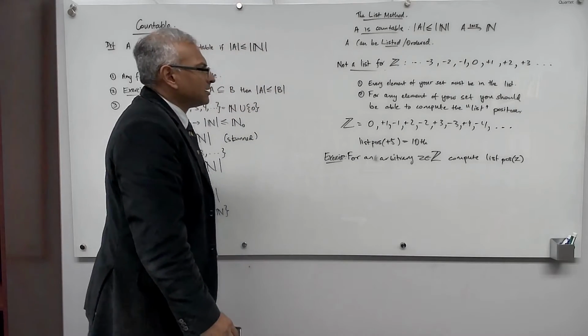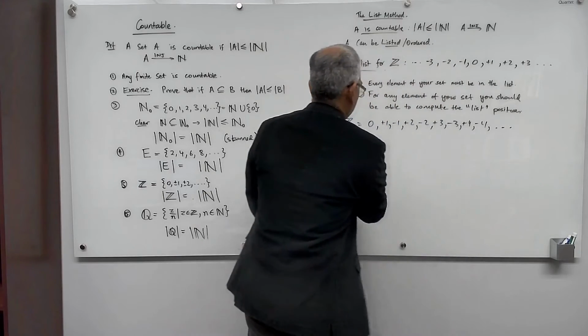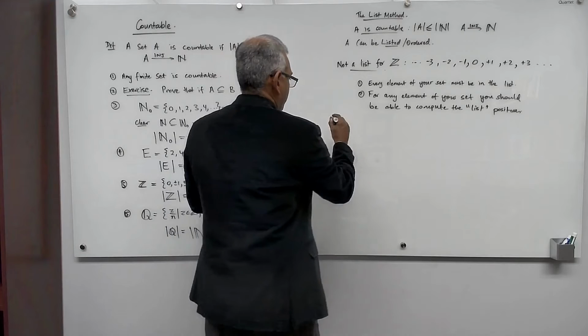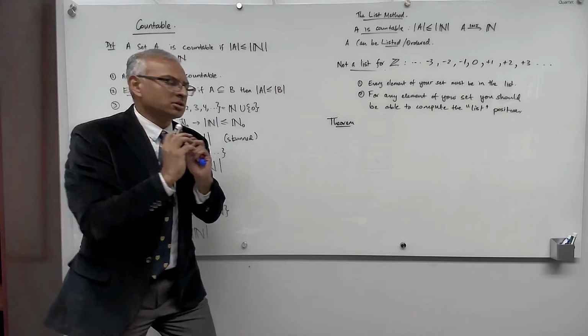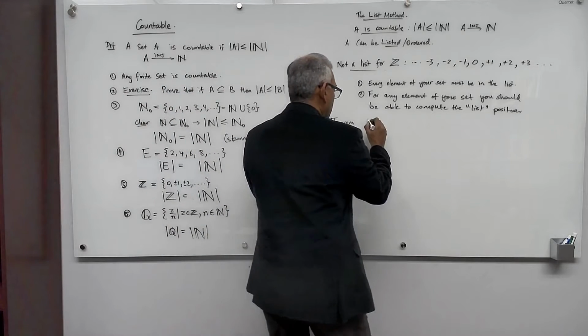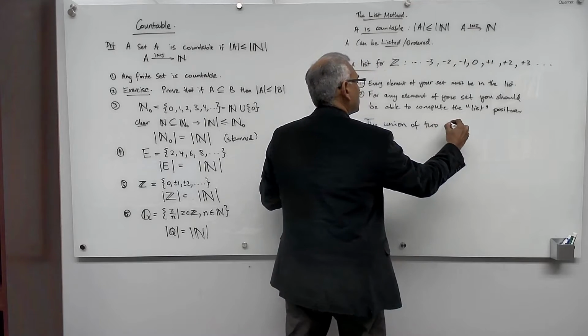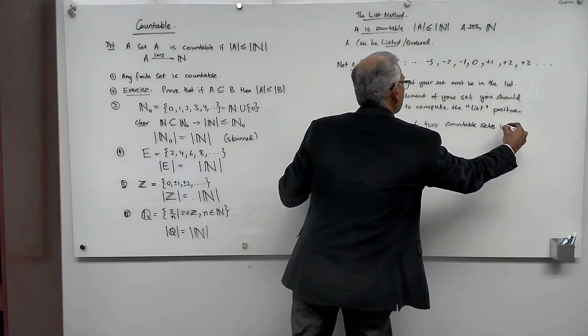Let's prove a theorem, since it's a math course. Theorem: if you have two countable sets, the union is countable. The union of two countable sets is countable.